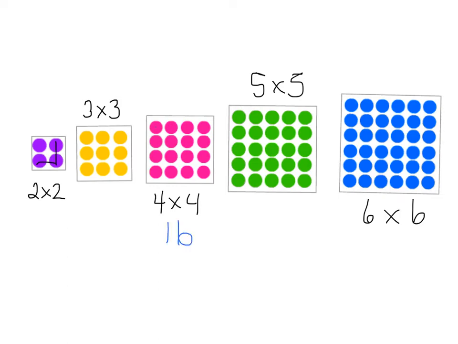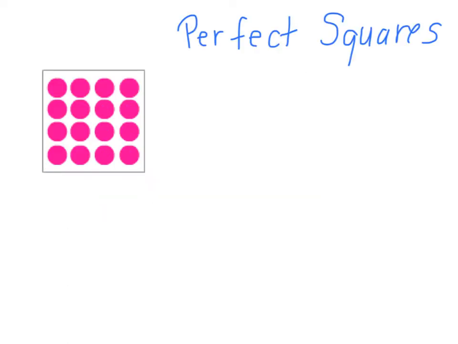And if we counted the dots in here, we would find that there were 16 dots. Same with 3 times 3 is 9. So this is one way to model multiplication. So what makes these perfect squares? Well, a perfect square will have the same exact numbers along the bottom, the length, and the height of the square. And if you notice, it makes a perfect square.